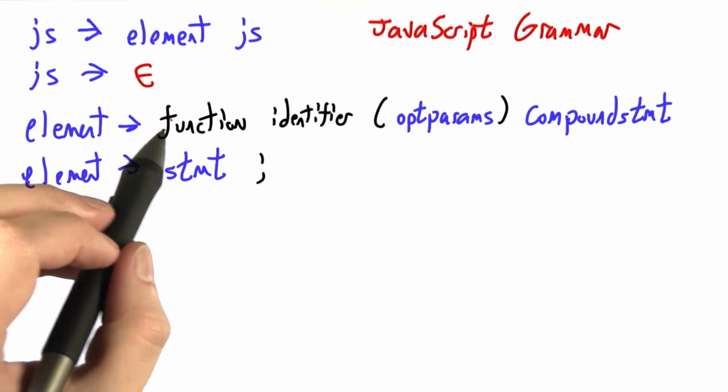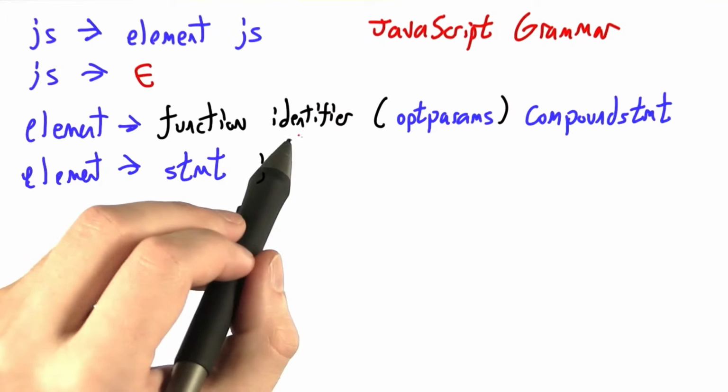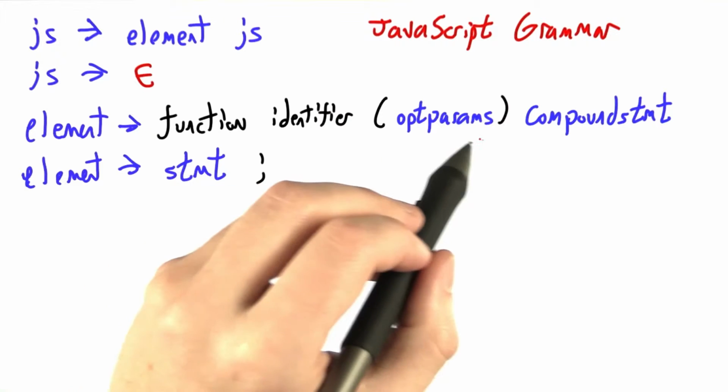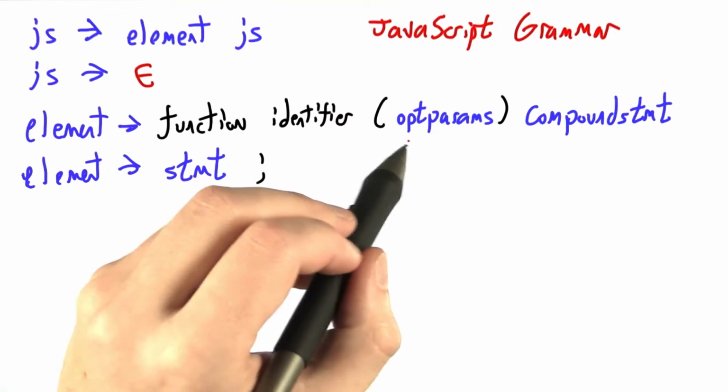A function definition in JavaScript starts with the word function instead of the word def. There's an identifier, that's the name of the function. You must have these parentheses. You can declare some optional parameters in there. Maybe it's a function of one variable x. I'll have to show you how to do that in a minute.